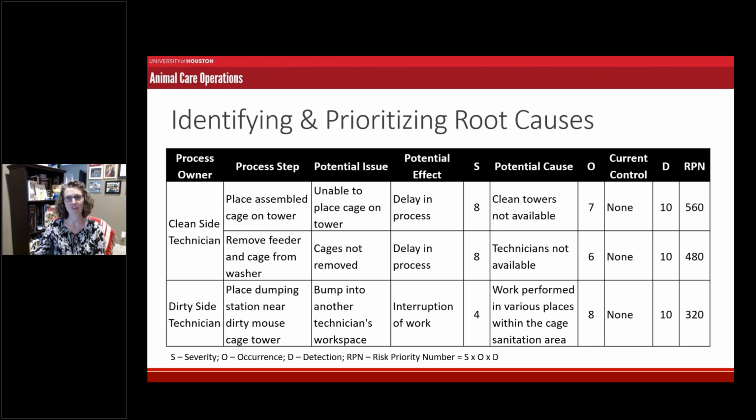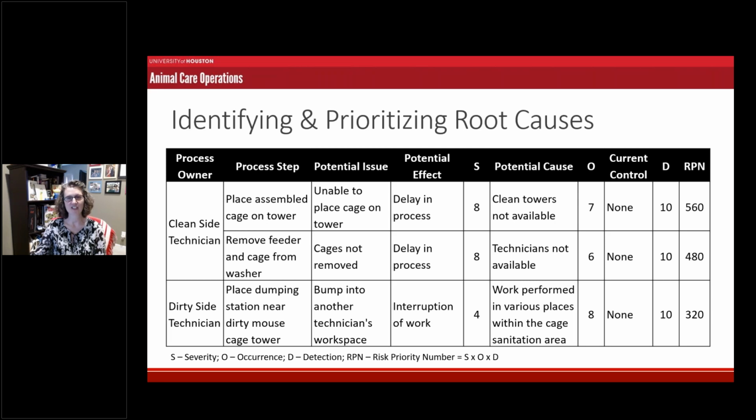The next highest potential for waste was when we're removing the feeder and the cage from the washer. The cages might not be removed, again potentially delaying the process. What was the potential cause of this? Technicians are not always available. Sometimes we have a group of technicians on lunch at the same time, or taking a break, or distracted with some other tasks. And again, we really had no controls for that.